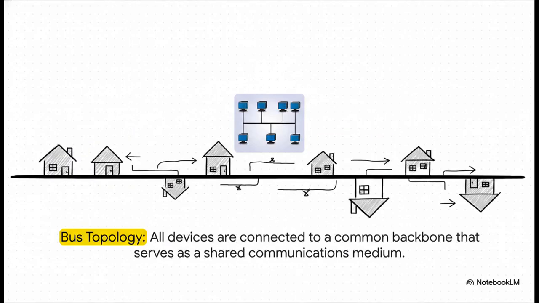Okay, next up we've got what's called a bus topology. So here, every device is hooked up to one single main cable, kind of like houses all on the same street. All the data just travels along this shared bus. The big challenge with this one? If that main cable fails, the whole network goes dark.